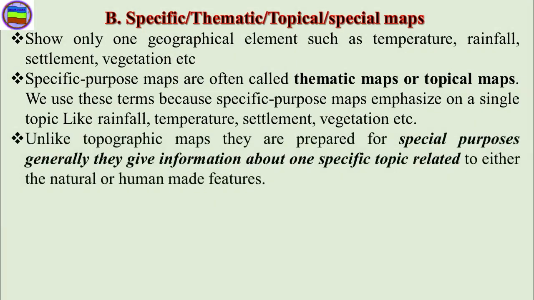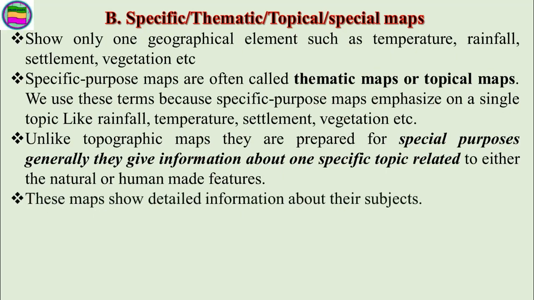Unlike topographical maps, they are prepared for a special purpose. Generally, they give information about one specific topic related to either natural or human-made features. You see, detailed information will be included there. So the maps show detailed information about their subject. Why? Because it is focused on a single topic, one topic at one time.